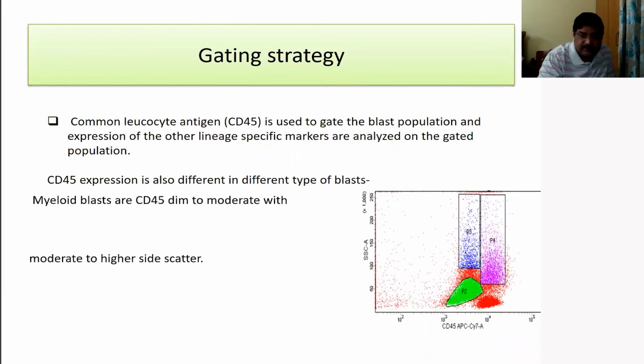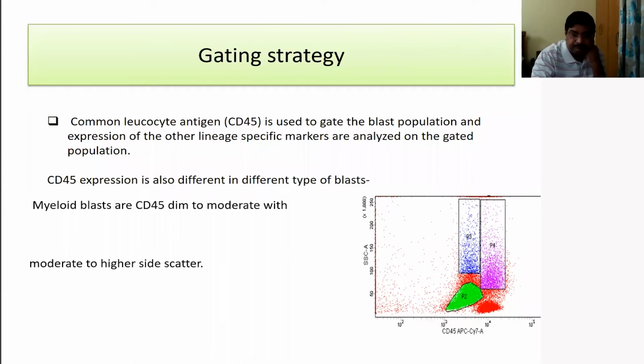I think this slide is, yes, myeloid blasts are CD45 dim to moderate with moderate to high side scatter. So you can see that the P3 and P4 gates are usually the granulocytes and monocytes. This P2 actually is the population of interest, and they are gated, this green population. Next.